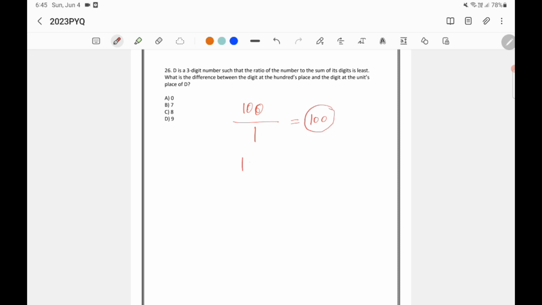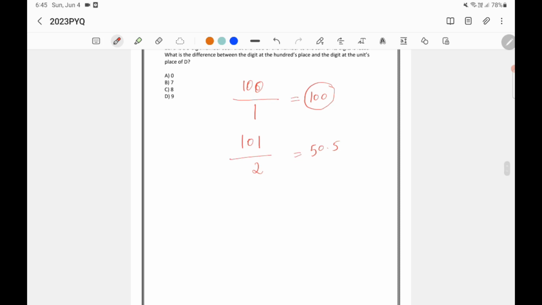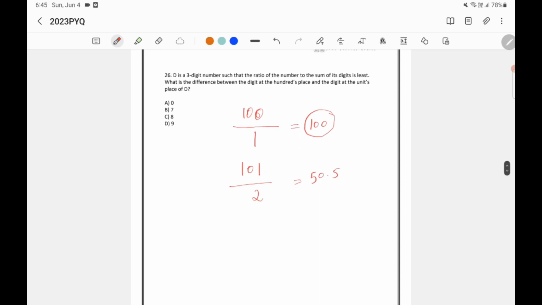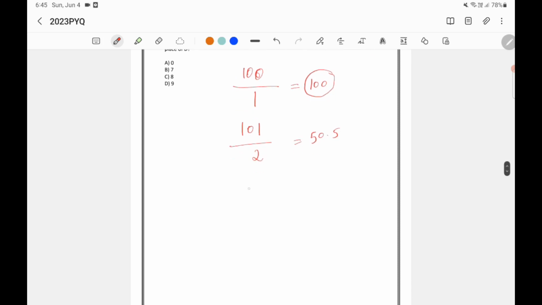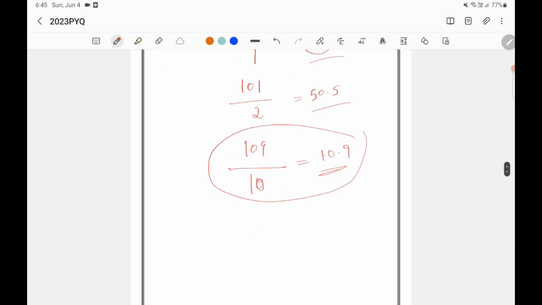So this ratio has to be very minimal. Now if I take 101, then the sum of digits is going to be 1 plus 0 plus 1 is 2. So 101 by 2, it's becoming 50.5. So approximately it's 50. So it's reducing. So we have to take those numbers in which it is the least. Now if I take 109 by 10, because the sum of digits, 1 plus 0 plus 9, is 10, it's going to get 10.9. So this is smaller now. It is smaller than 50.5. This is 10.9. So in this way, you need to try different possibilities.